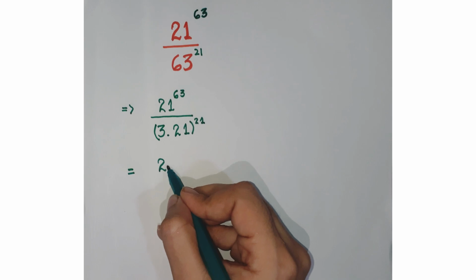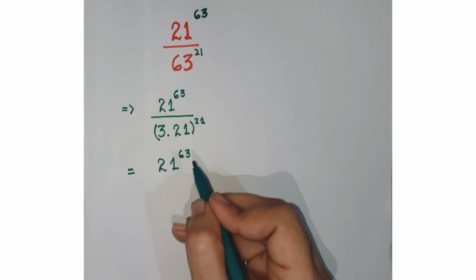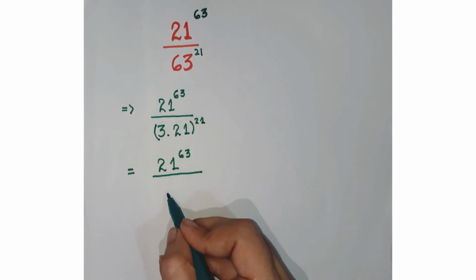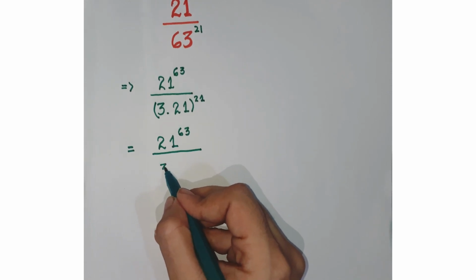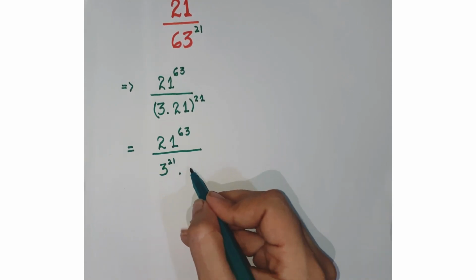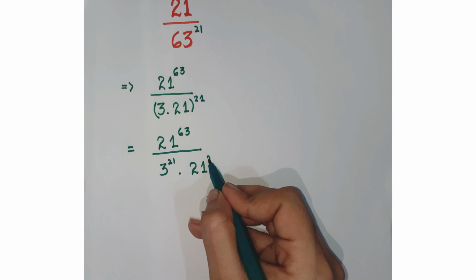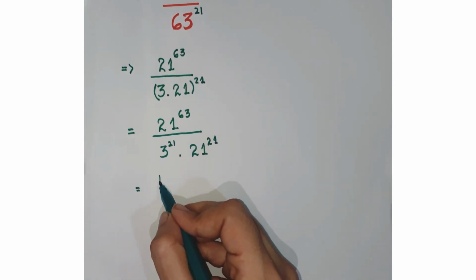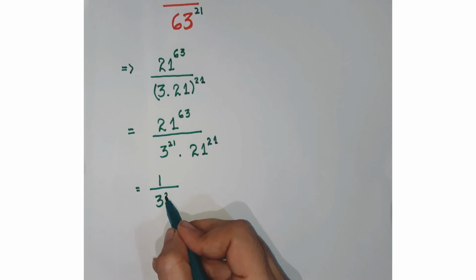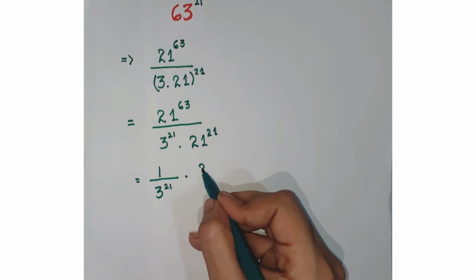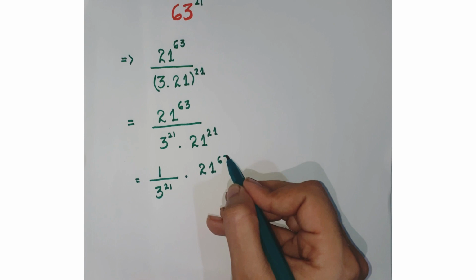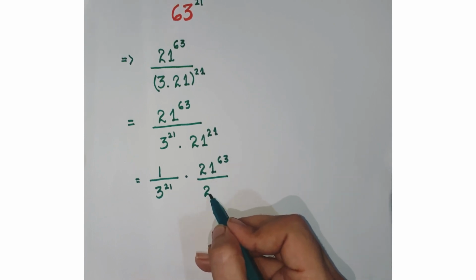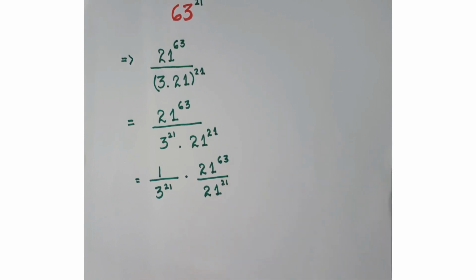Further, 21 to the power 63 upon. Now this can be written as 3 to the power 21 dot 21 to the power 21. Now you can write it as 1 upon 3 to the power 21 dot 21 to the power 63 upon 21 to the power 21.